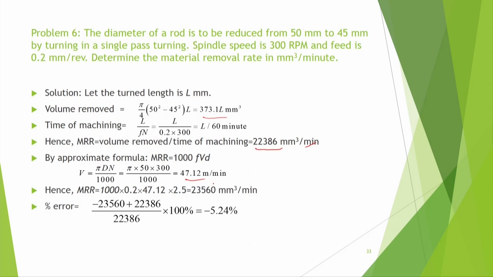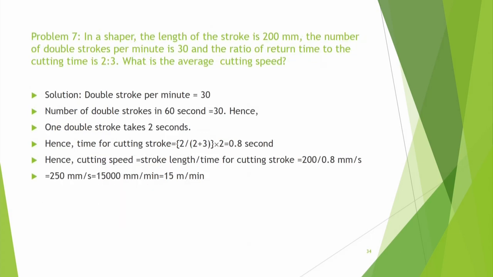So, you see that there is a difference here. Percentage error is actually the difference divided by this value, multiplied by 100%, that means we are getting 5.24% error. Okay. So, let us see problem 7.